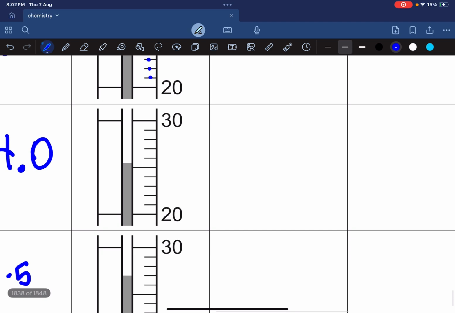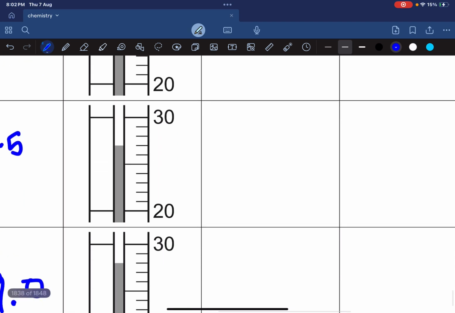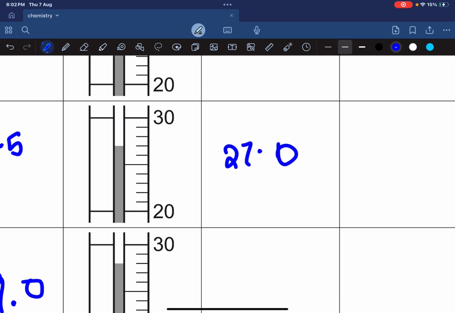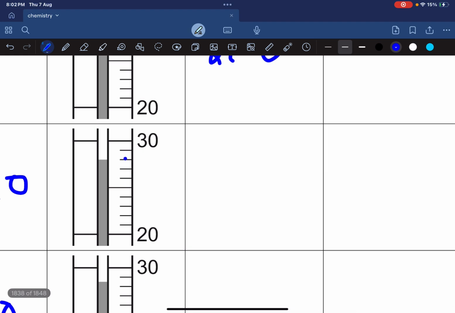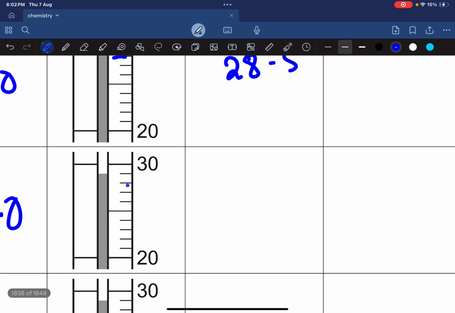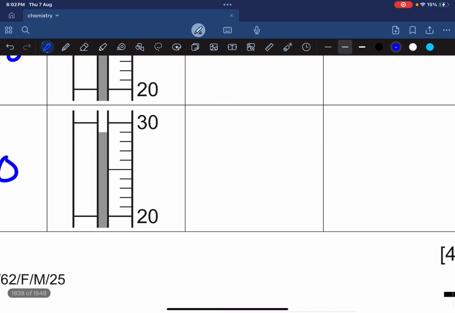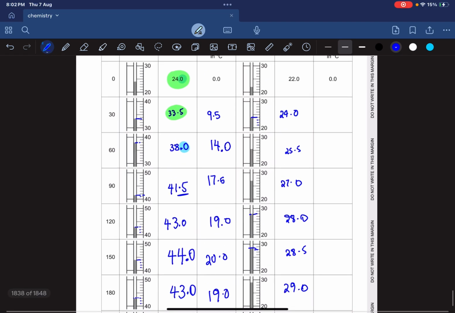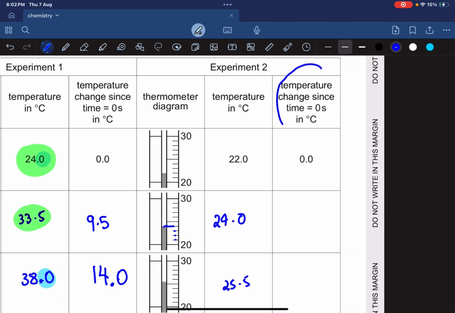Okay, 25.5. This one right here is 26, 27. This one right here is 25, 26, 27, 28. This is 28.5. And this one is 29. Okay, and this one right here is, I believe, again, 29.